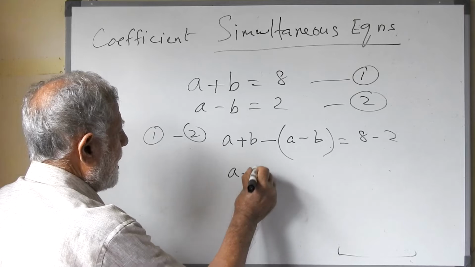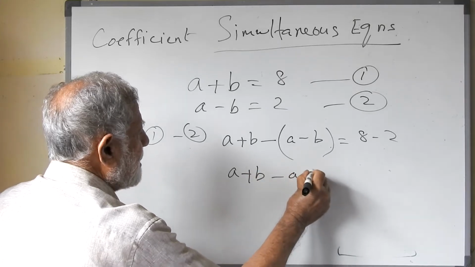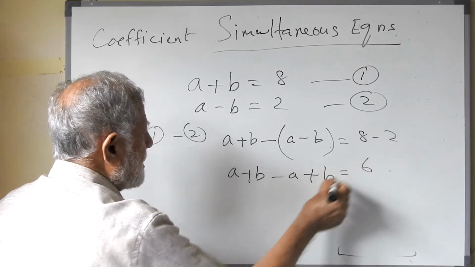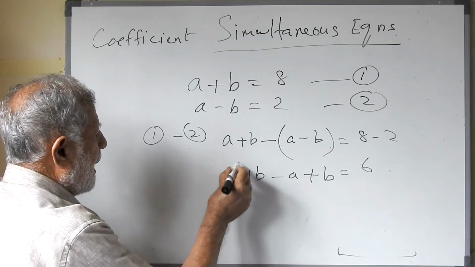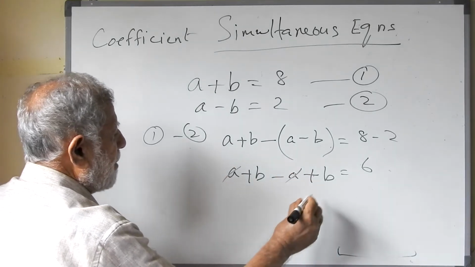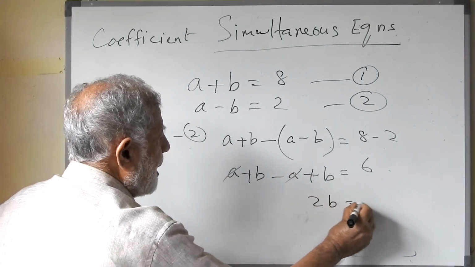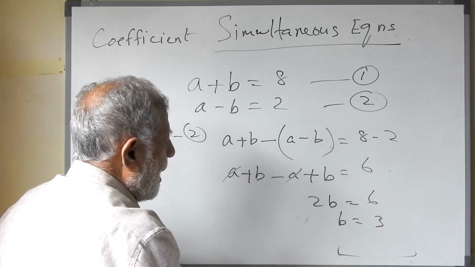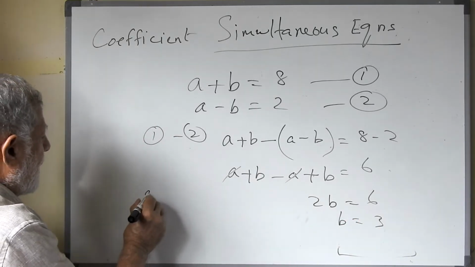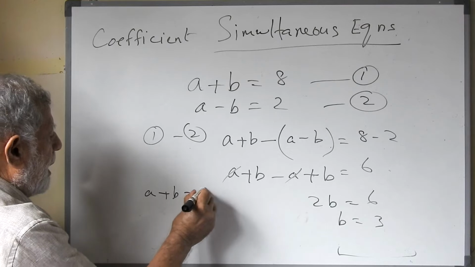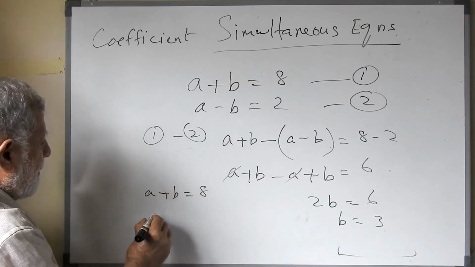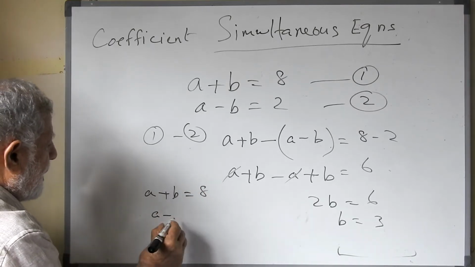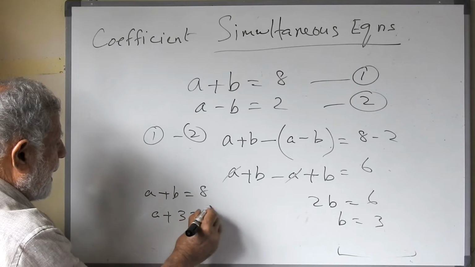So A plus B minus A plus B is equal to 6. Can you see here, A and A cancelled. So B plus B is 2B. 2B equals 6. B is equal to 6 upon 2, 3. How to find A? So we write out again, A plus B equal to 8. Now substitute B is equal to 3. A plus 3 is equal to 8.